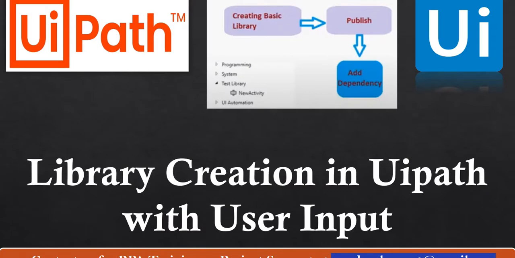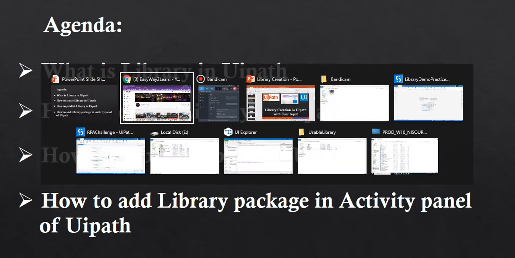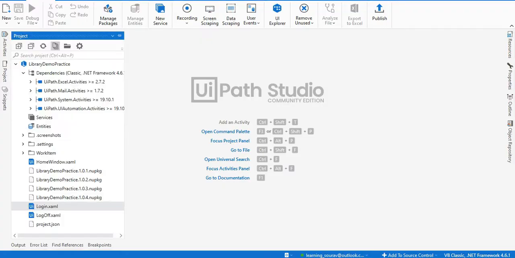So before starting our topic, let's come to our agenda. Today's agenda is what is library creation in UiPath, what is a library in UiPath, how to create a library in UiPath, how to publish a library in UiPath, and finally how to add that library package in the activity panel of UiPath. I hope you know about the activity panel that we see when we do some automation in UiPath. So this is the activity panel.